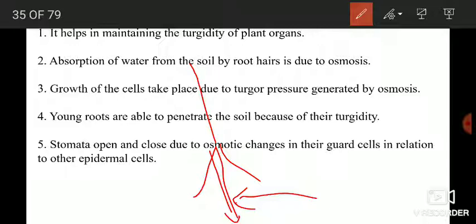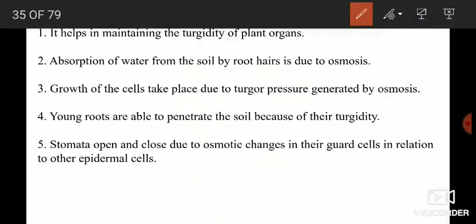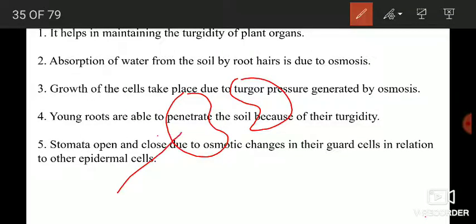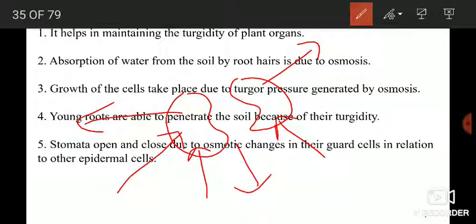And finally, the stomata open and close due to osmotic changes in their guard cells in relation to the other epidermal cells. The opening and closing of stomata is possible because of osmotic changes in the guard cells. For example, this is a guard cell. When there is entry of water in this guard cell, stomata opens, and when there is loss of water from the guard cells, stomata close. So opening and closing of stomata is possible only because of osmotic changes in the guard cells.